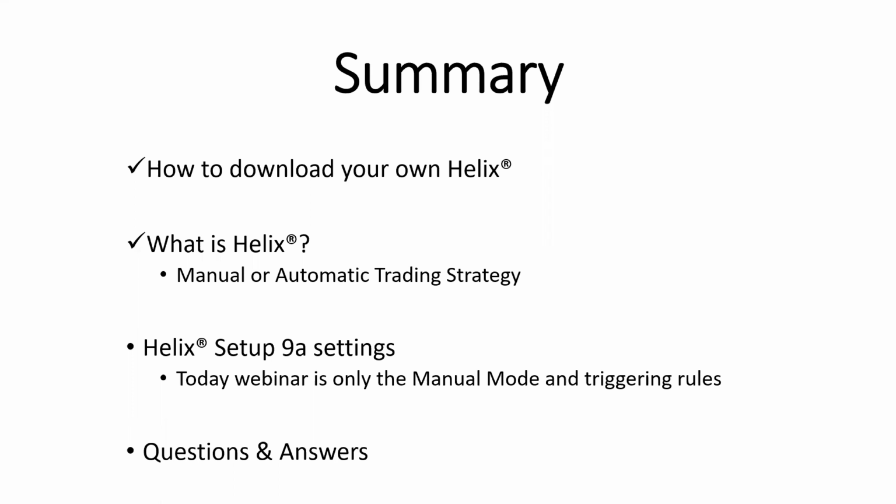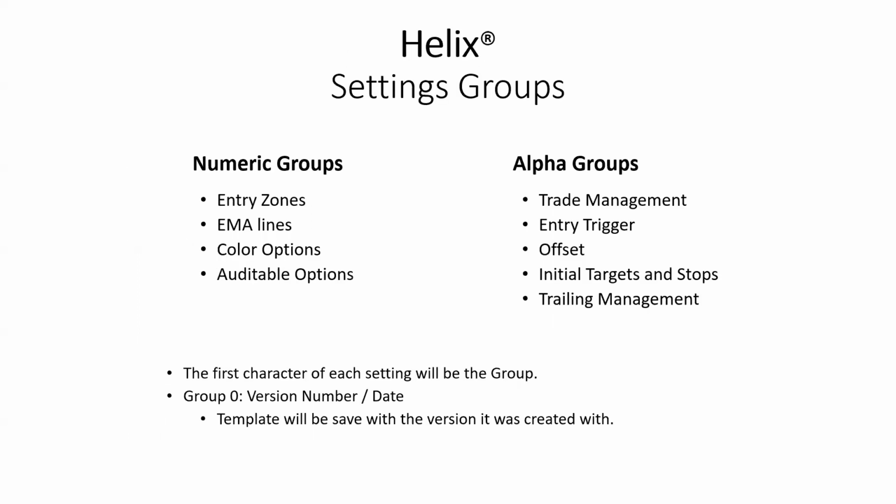So then let's go into the settings, and we'll talk about the manual mode settings. As I think I mentioned just a little bit ago, the numeric numbers are entry zones, EMAs, colors, audibles, etc. The alpha is all trade management, entry triggers, offsets, and all the trailing management, the actual executional part of it. And then, group 0 is just the version number and date, and then the template.